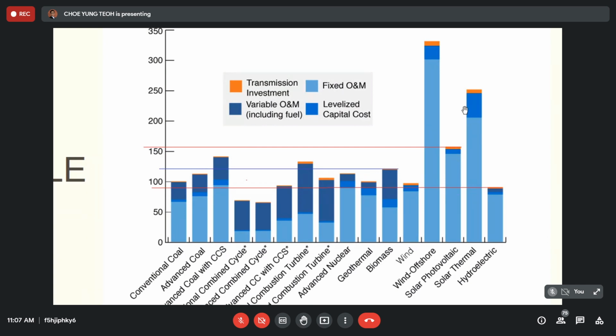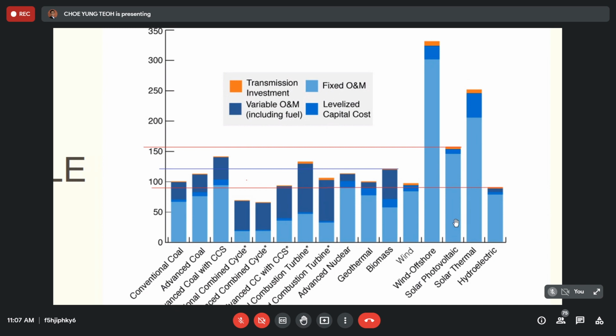Previously, photovoltaics were much more expensive than solar thermal. That's why all the companies went for solar thermal. But now everyone goes for solar photovoltaics. You can see their variable overhead is, like all renewable energy, not much. They have only fixed O&M.